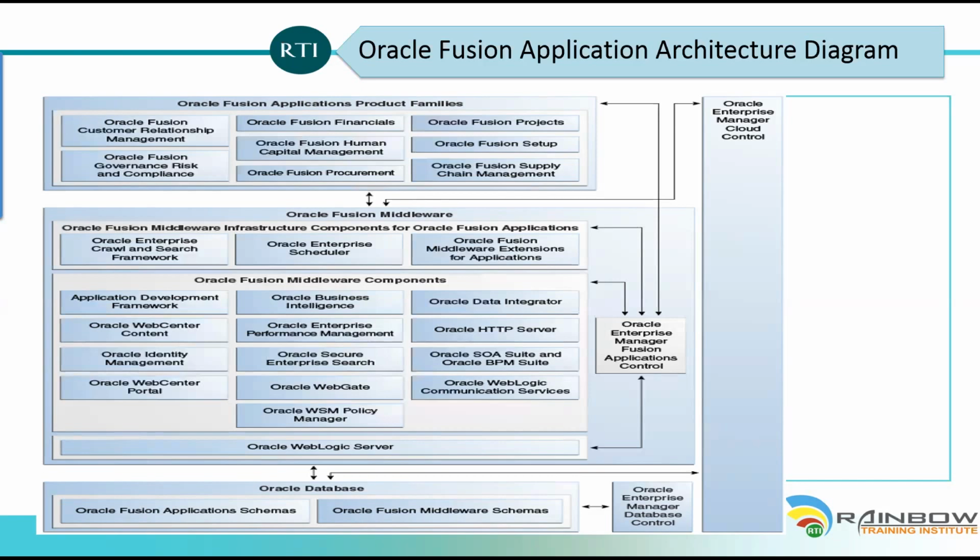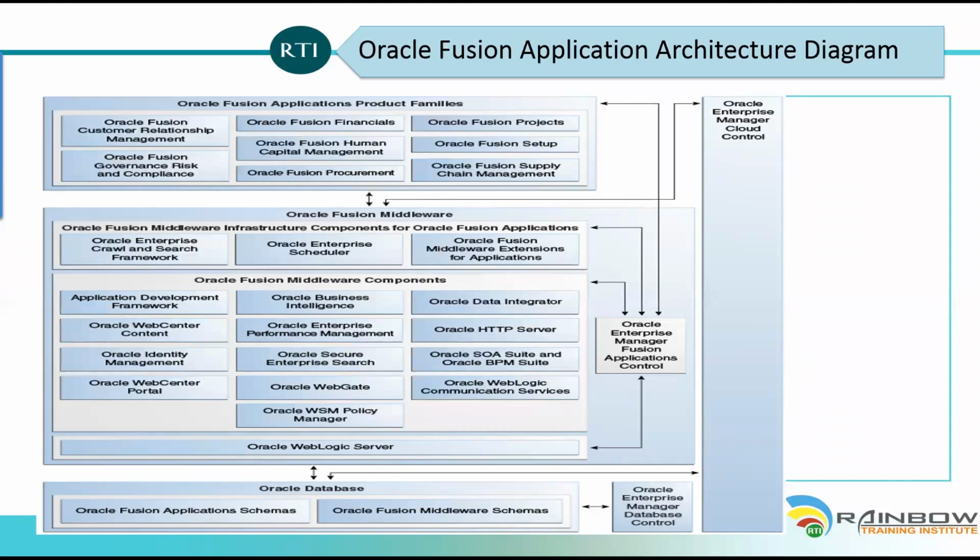One is Oracle Fusion application schema, and the next one is Oracle Fusion middleware schema. Oracle Fusion application schema specifically says that we are interacting with the Oracle Fusion application tables. And Oracle Fusion middleware schema is actually talking about the middleware components that we have. And if you have any custom-built applications, this Fusion middleware schema is the place where we can store our custom-specific applications. Okay, so this is broadly what the Fusion application architecture diagram has.